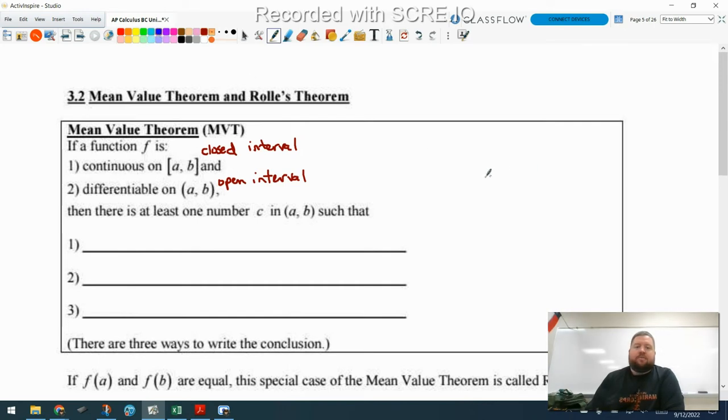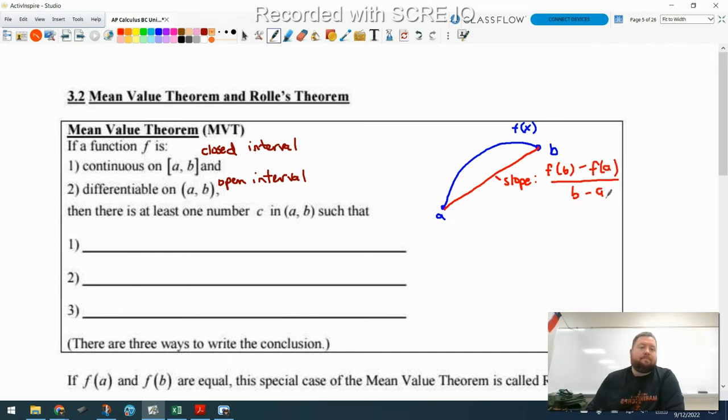Okay, so if you have a function f, and we're going to have some endpoints on this function. All right, so we have a function f. This is a, this is b. All right, and this is f of x. And so anytime you have a function with some endpoints, you can find an average rate of change. Let me draw that a little better. So I'm trying to draw just a line between these two. All right, and so the slope of this line would be f of b minus f of a over b minus a. It's the average rate of change between those two points.